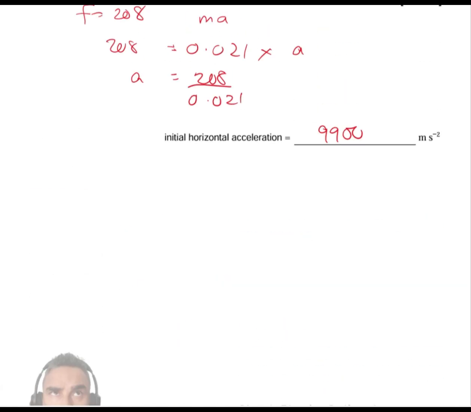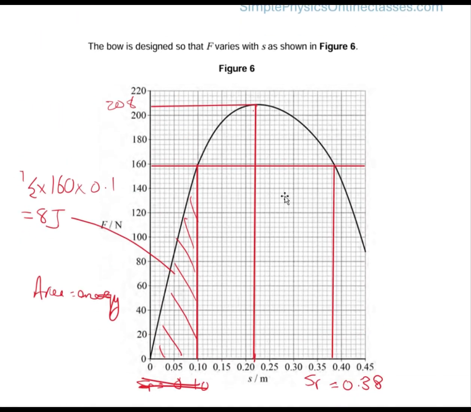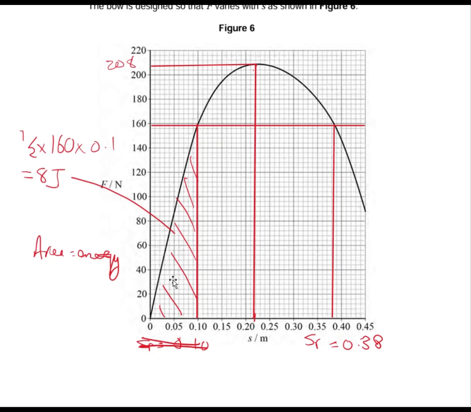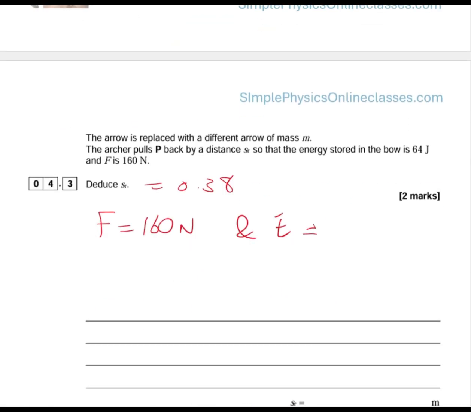I'm sure if you calculate it, enjoy calculating it if you want to. I'm not going to bother because I've already eliminated the other one. So the energy is 64 joules. Okay, so that's the answer to this one.